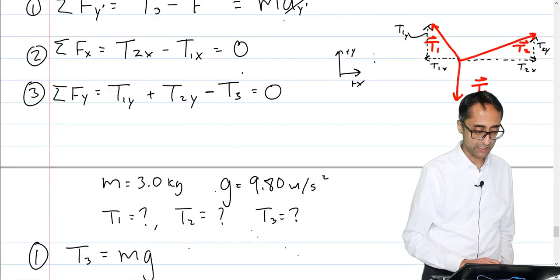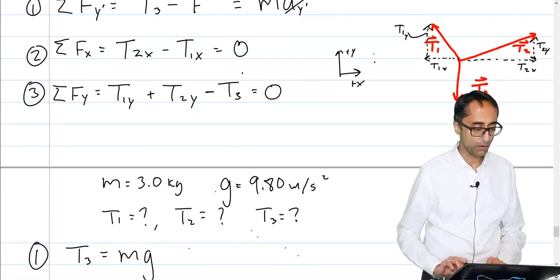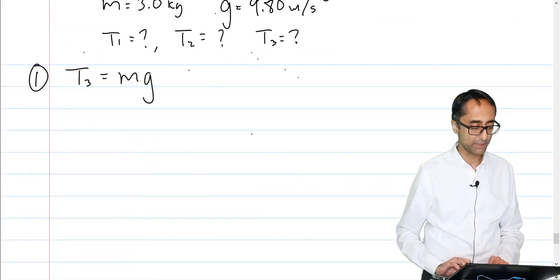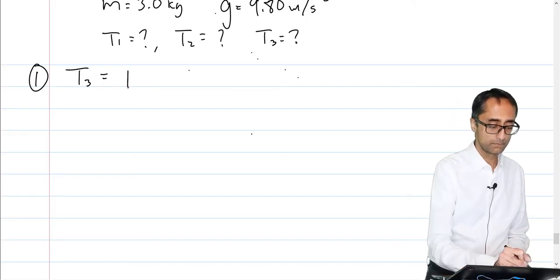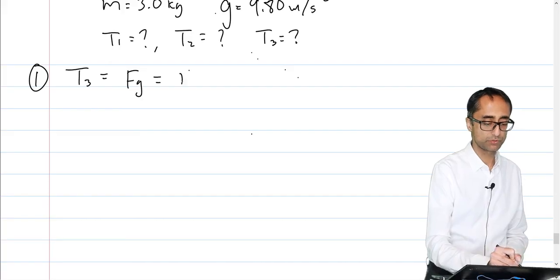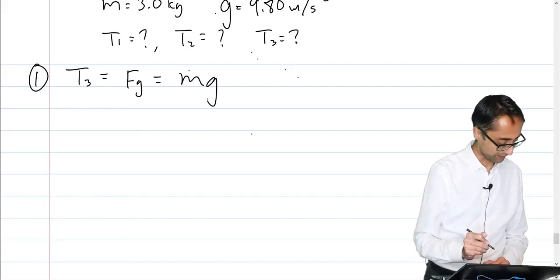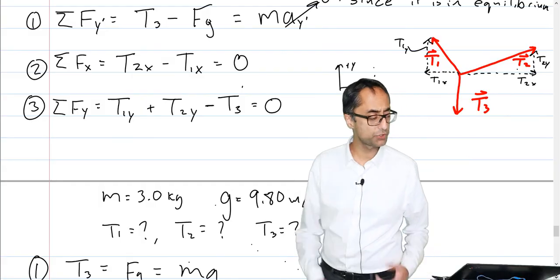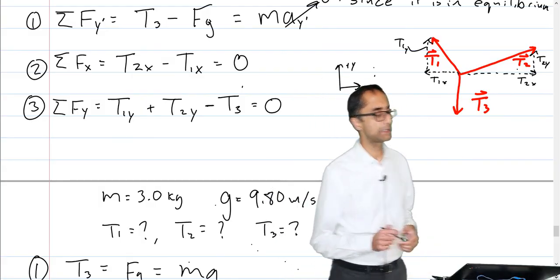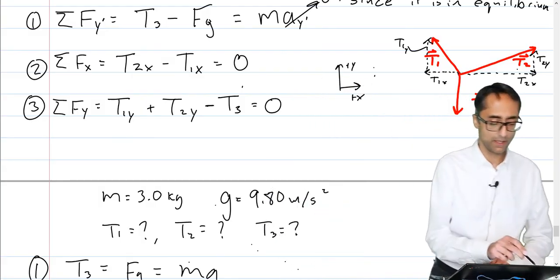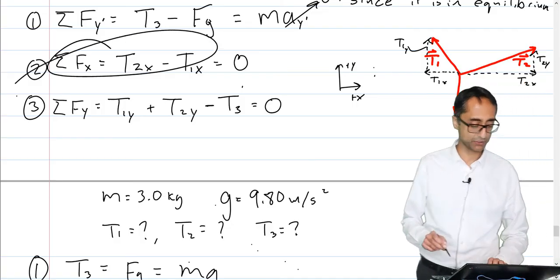For those that don't quite see it, we can write it a little bit differently. Let's write this as T3 equals Fg, which is equal to mass times gravity. That's great. And so now let's figure out how we can simplify our second equation, that is the sum of the forces in the x direction.